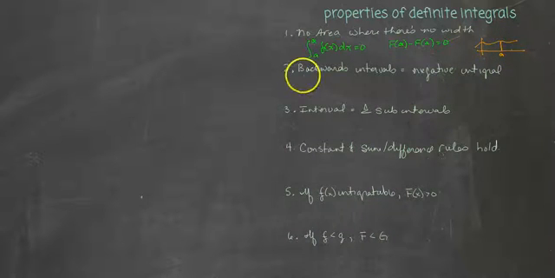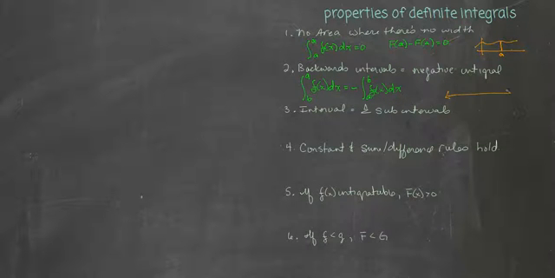Next up is if we look at an interval backward, instead of going from a to b, we go from b to a of some function. Well, that equals the opposite of taking the integral in the right direction, a to b, or excuse me, in the forward direction. And again, there's some logic to this.